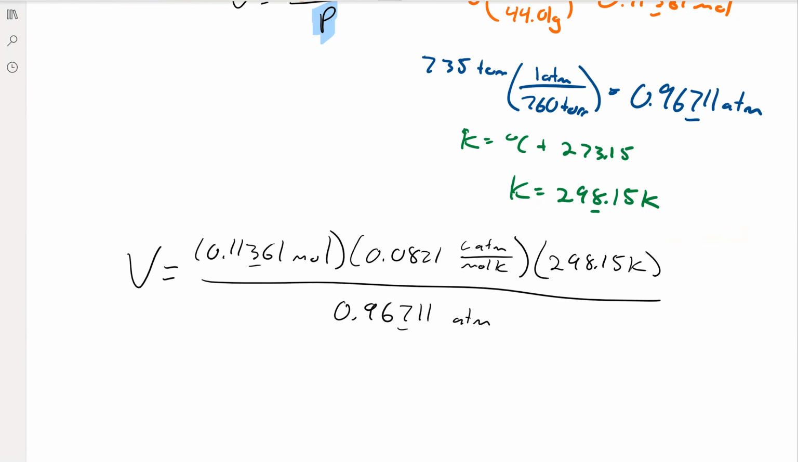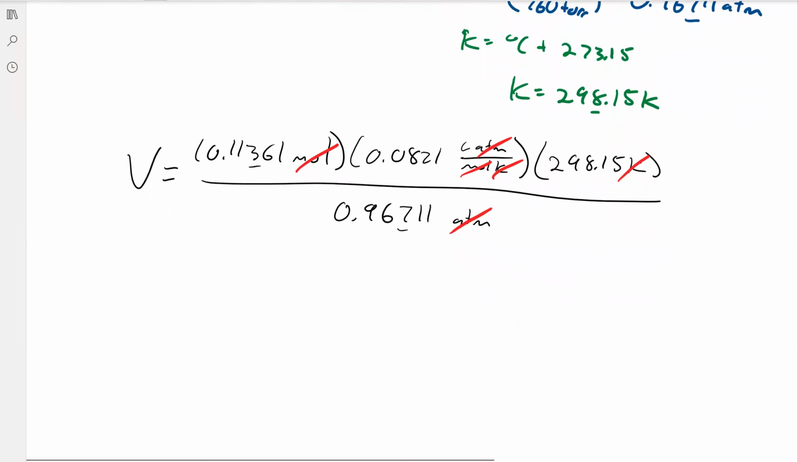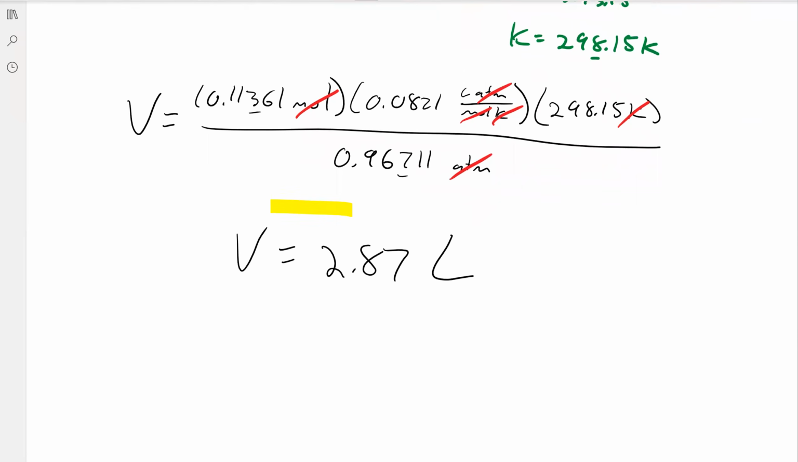And then if I plug that all into my calculator and think about the units first, the moles and the moles cancel out, the Kelvin and the Kelvin cancel out, the atmospheres and the atmospheres cancel out. So whatever number we're going to be left with, it's going to have units of liters. And if I plug it into my calculator, I get 2.87 liters as my final answer. So again, relatively simple plug and chug. Make sure you do a couple practice problems to ensure that you understand it.